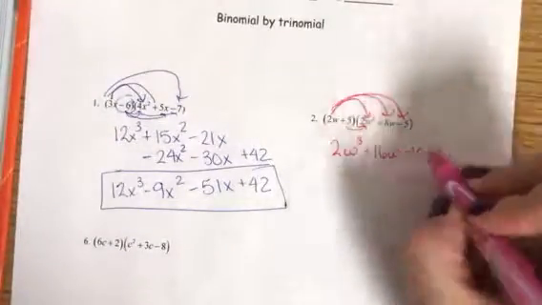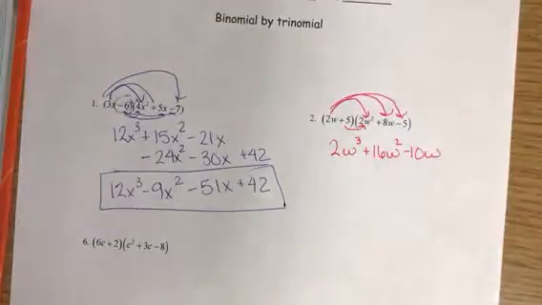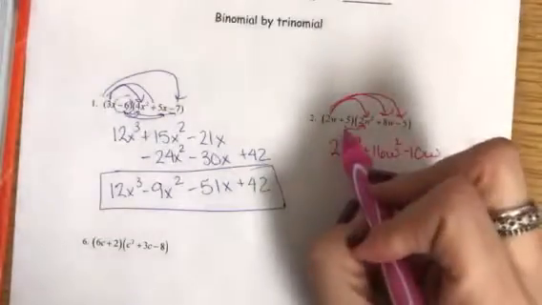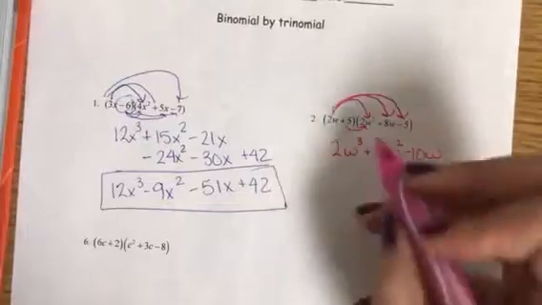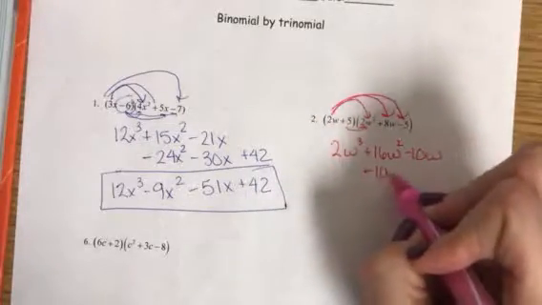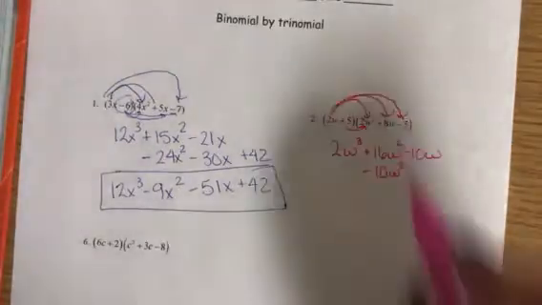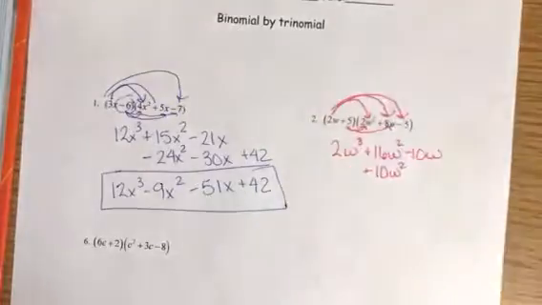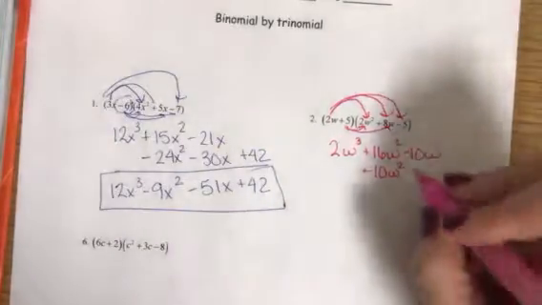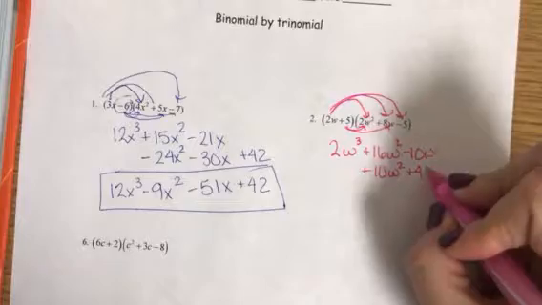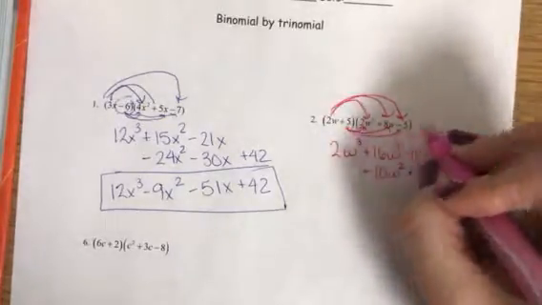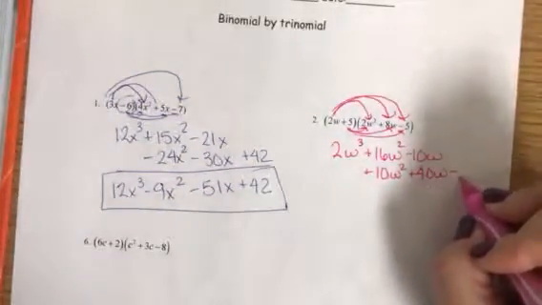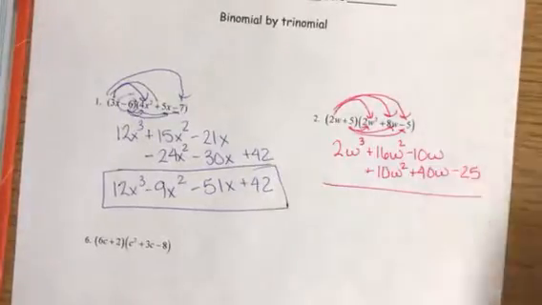Oops, I said it here, but I didn't write it down, right? I missed my squared up there on the top row. Okay, so 5 times 2w squared will give us a positive 10w squared. 5 times 8w will give us a positive 40w. And 5 times negative 5 will give us a negative 25.